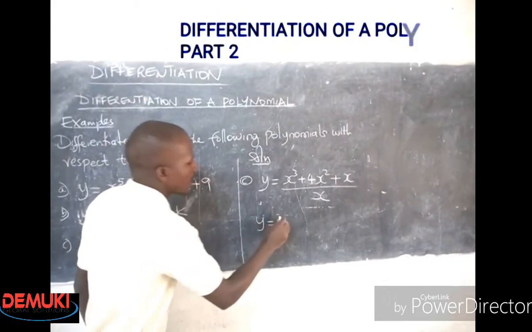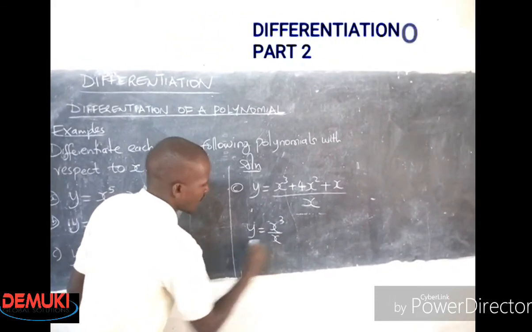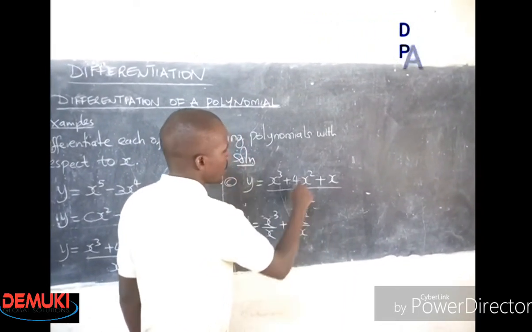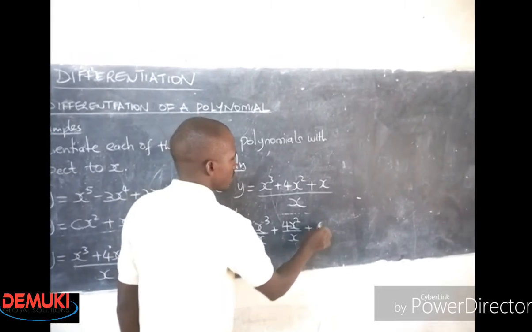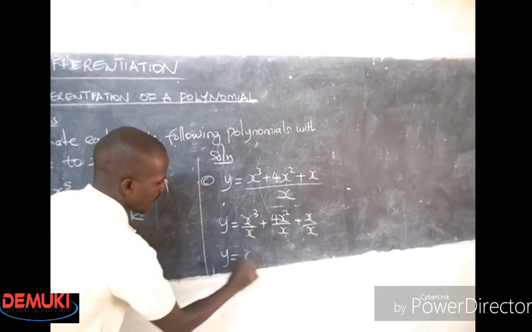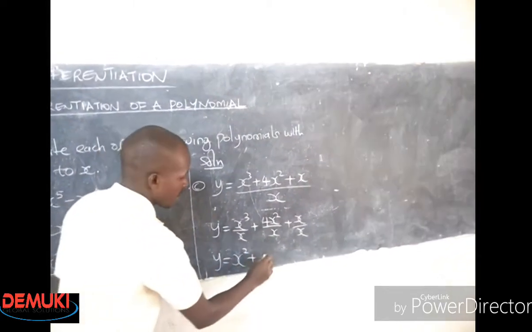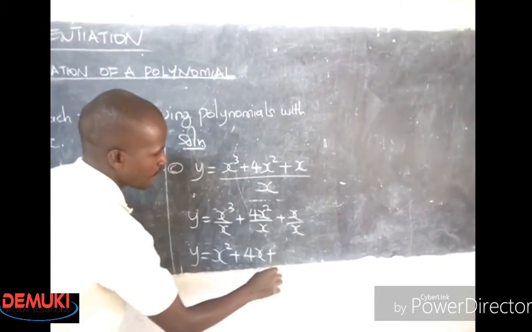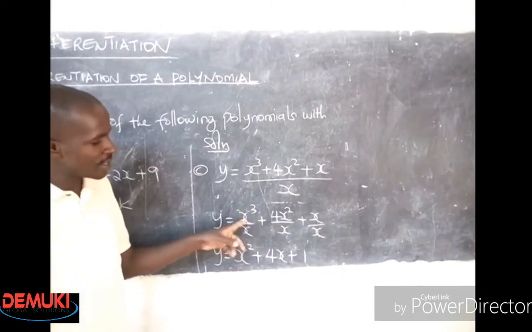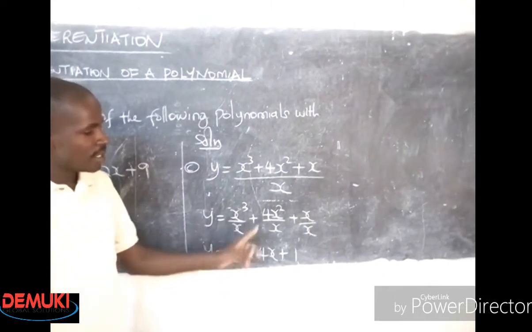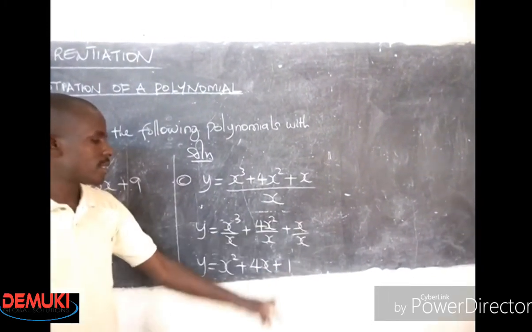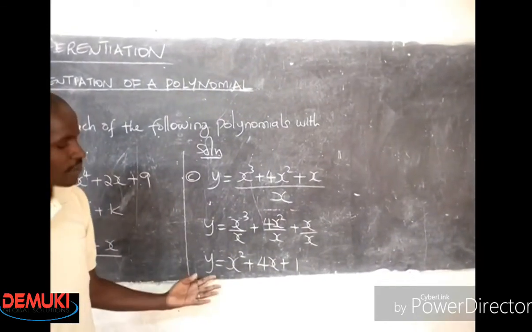It becomes y equals x cubed over x plus 4x squared over x. For all these ones, the denominator is x, plus x over x. So this one becomes y equals x squared plus 4x plus 1. Someone will be worried, how did you get this one? Because these are 3 x's, you cancel, you remain with 2. These are 2 x's, so you cancel with 1, you remain 1. This is 1, you get 1 after dividing. So now you have simplified the expression.